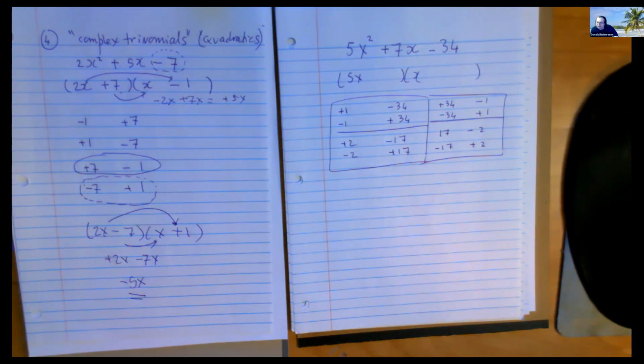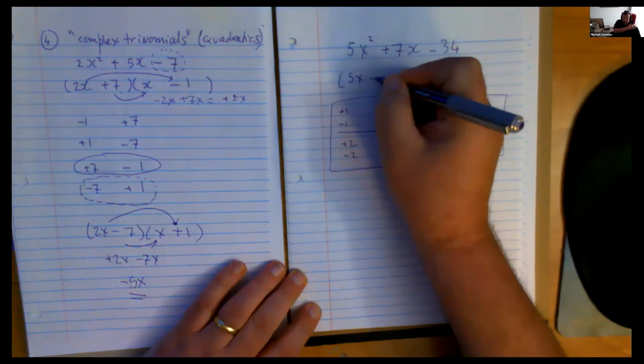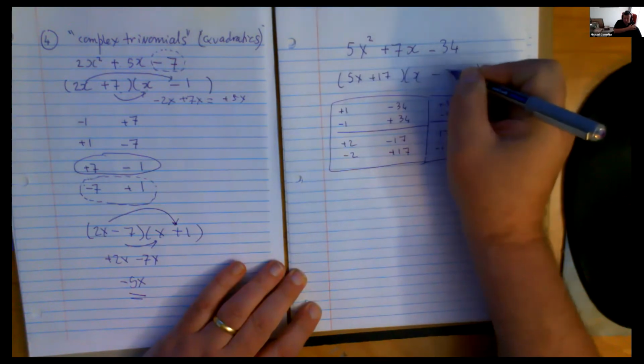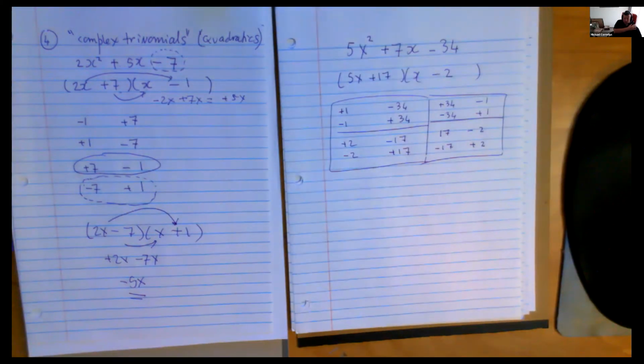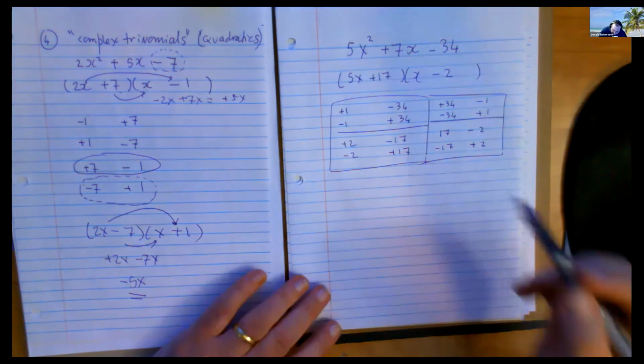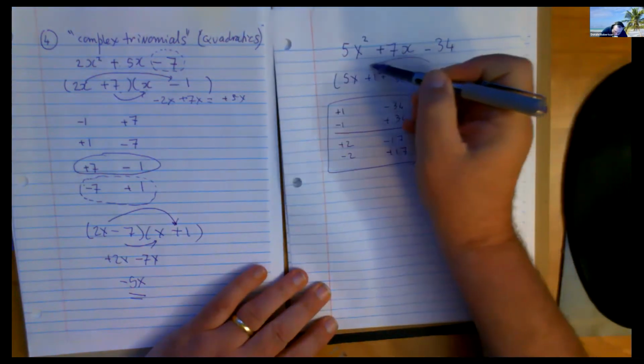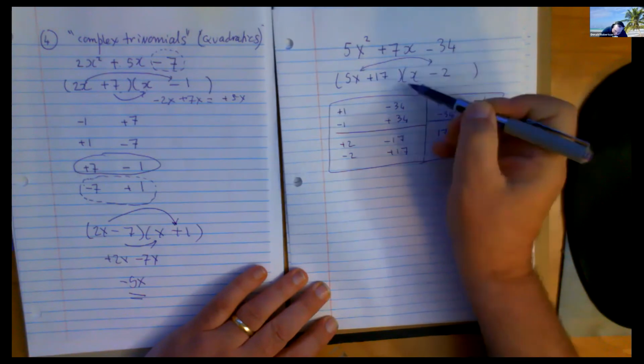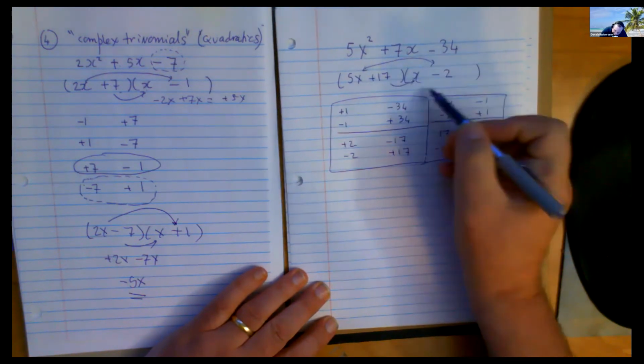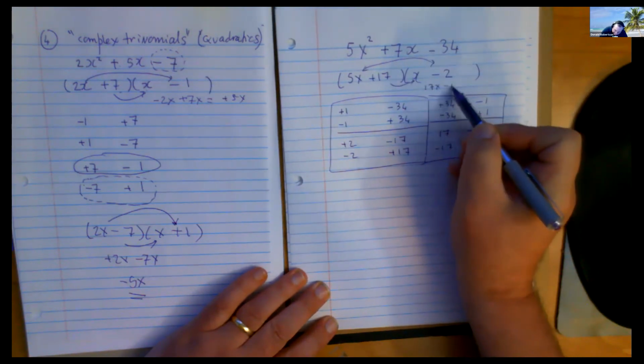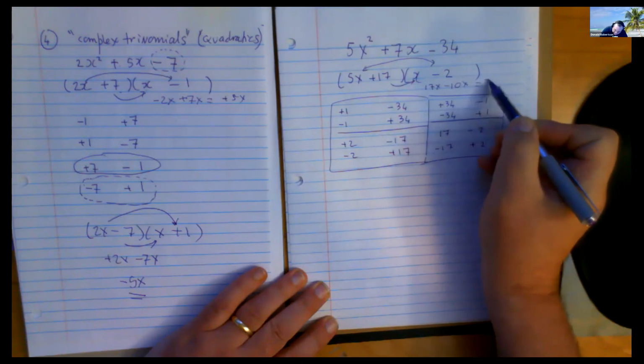Anybody else got the answer? Positive 17, negative 2. I guess I should check it, right? Just to make sure, but it looks good to me. If you do the outside ones, you got that, Phil. If you do the inside ones, you get that. What's that? A 17x, take away a 10x, bingo.